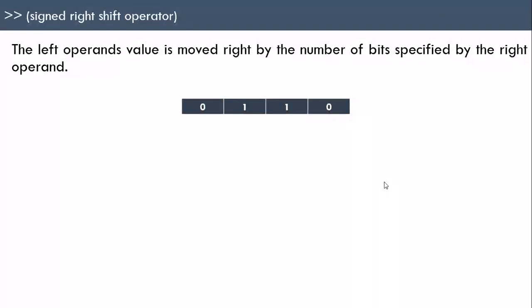Now, the second operator which we are going to discuss is the signed right shift operator. It is also known as the right shift operator, and we sometimes call it the signed right shift operator. So here in this example, we can see we have a positive 4-bit number, and we have to perform a right shift operation of one bit.